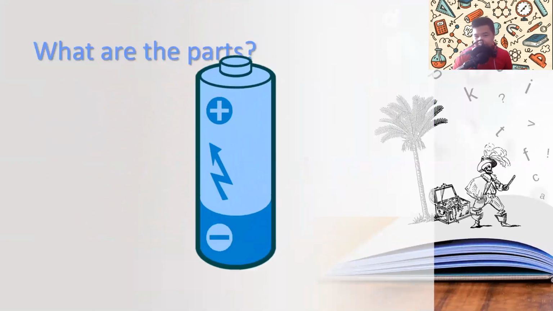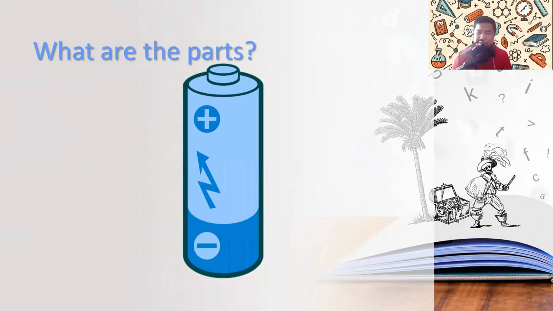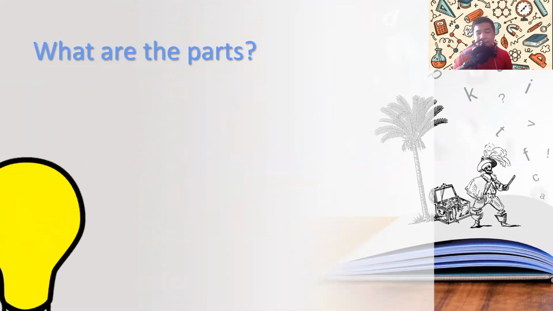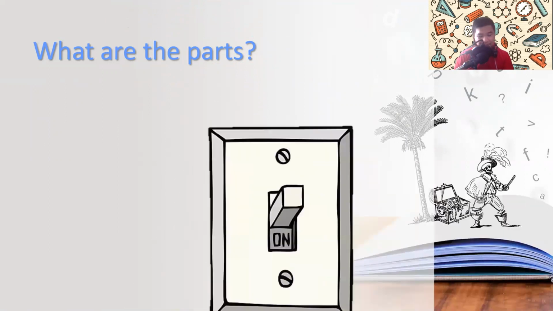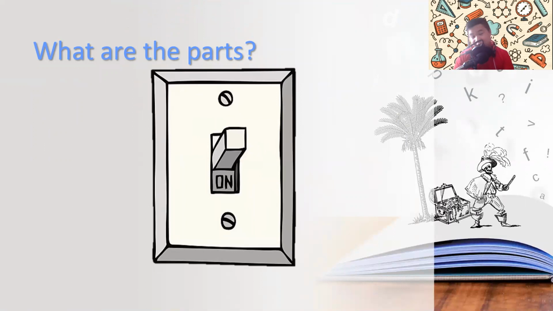The next part is the battery. Every single electric circuit needs a source of electricity. In this case, it is called a battery. Then we have the light bulb. The light bulb or the things that need the electricity in order to function. And then the switch. We can't just let electricity turn on all the time. We need a switch so that we can turn it off if we're not using it. Because using a lot of electricity, even if we don't need it, is actually a waste.